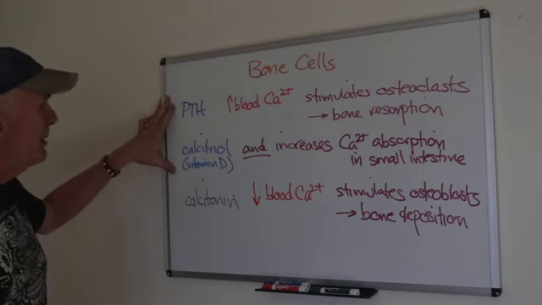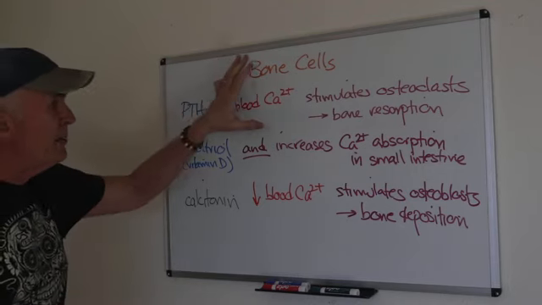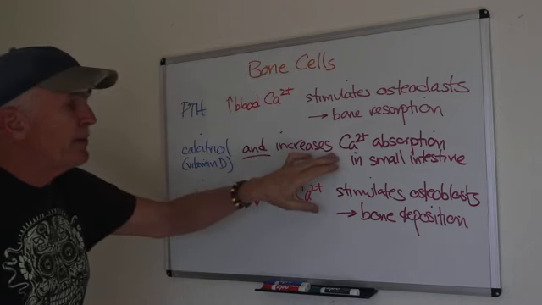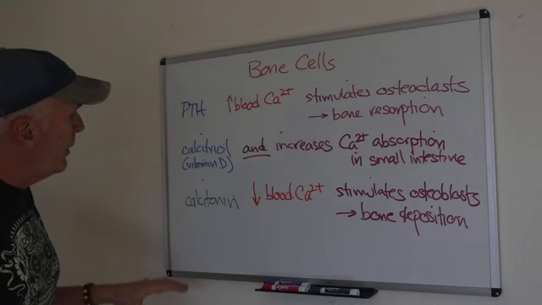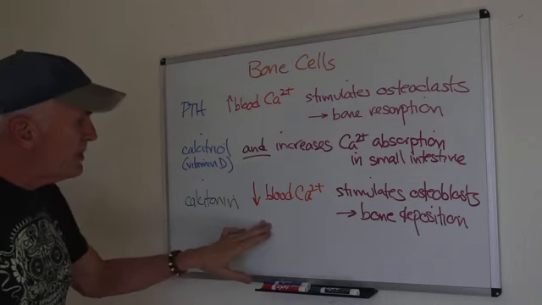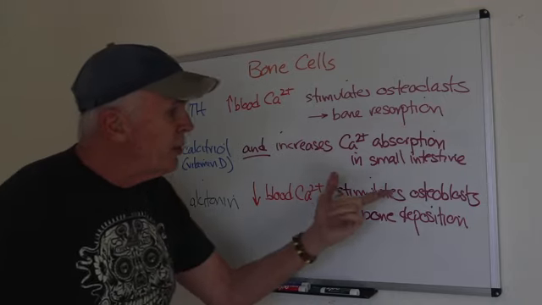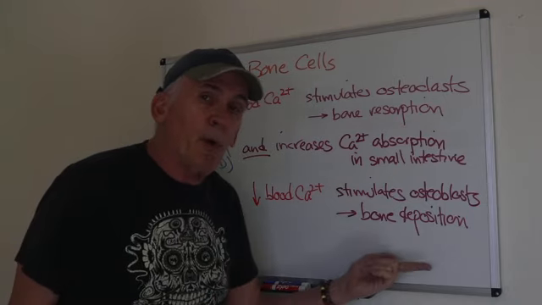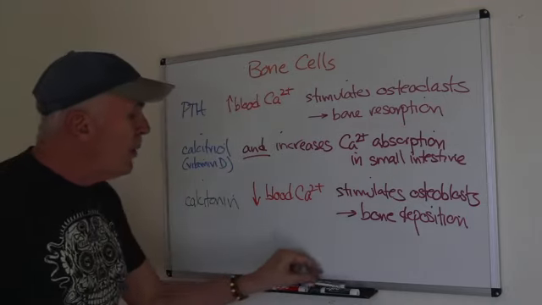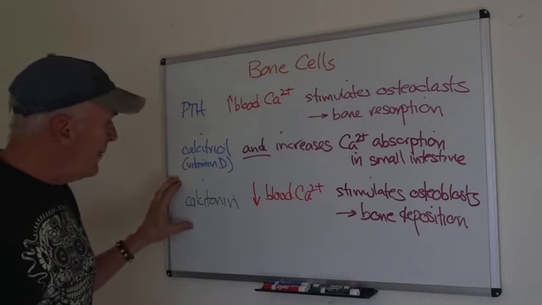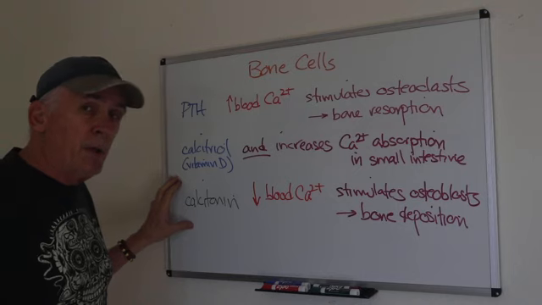Two hormones here increase blood calcium by stimulating osteoclasts to do bone resorption and by increasing calcium absorption in the small intestine. Whereas calcitonin lowers blood calcium, it pulls calcium out of the blood, stimulates osteoblasts to put the calcium into the bone. Calcitonin, by the way, is only really active in children. By the time you're an adult, you don't have really any calcitonin activity in your body.